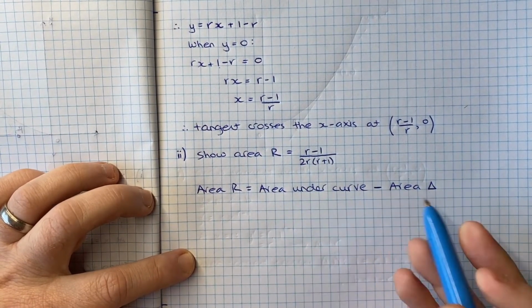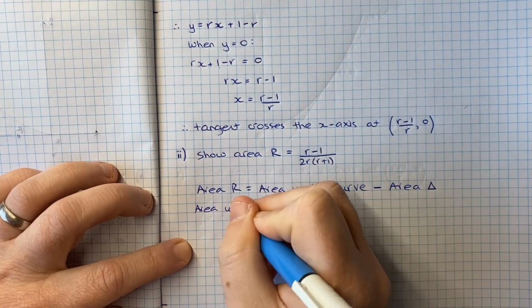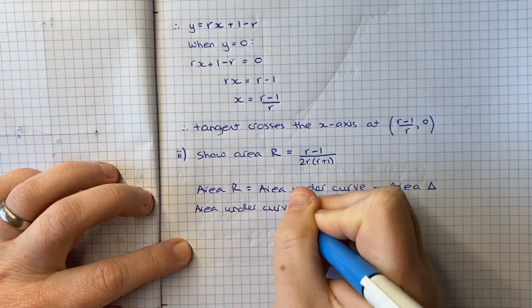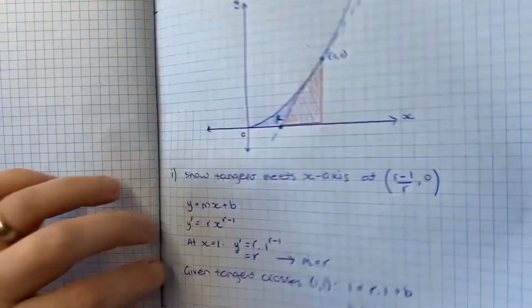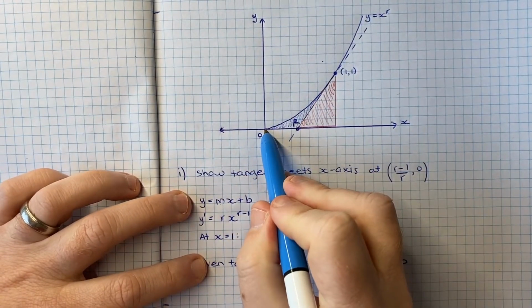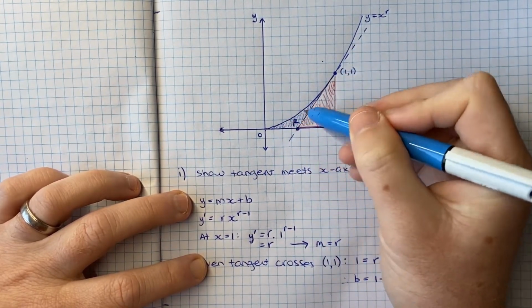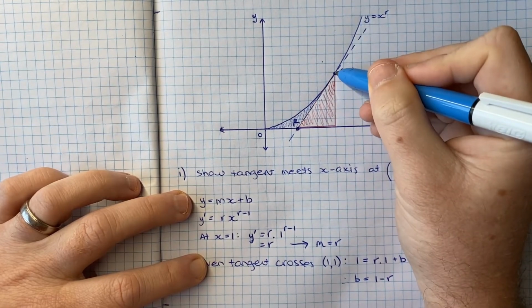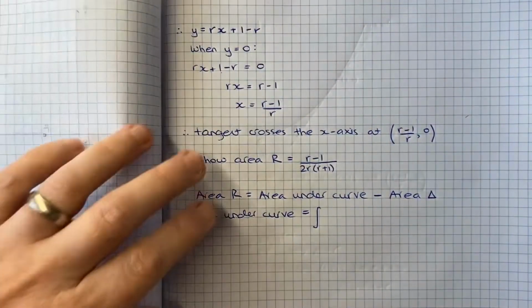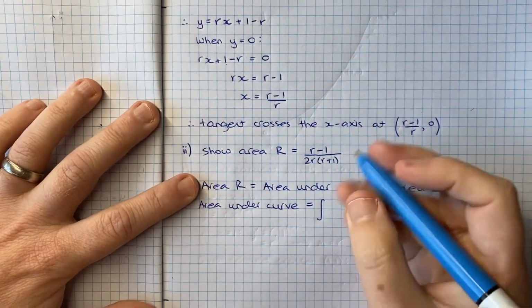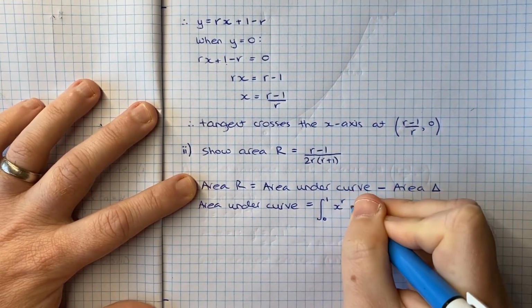So let's start with the area under the curve. So the area under the curve will be equal to the integral, and in terms of the boundaries, we're going from 0 up to 1 because we want the whole curve here, all of that area, and we know that this point here has an x value of 1. So we're looking for the integral between 0 and 1 of our curve, which was x to the r dx.